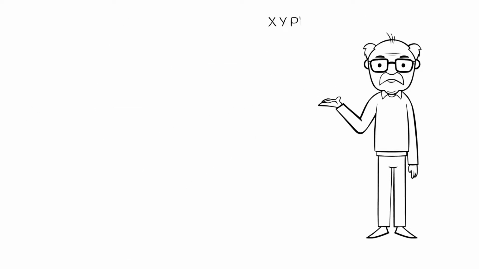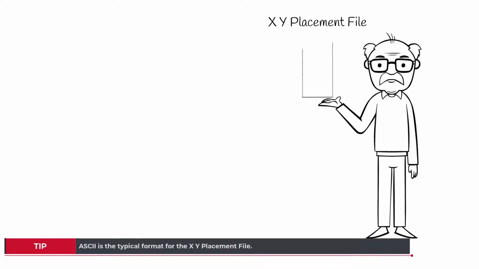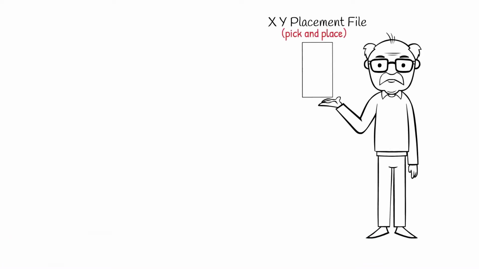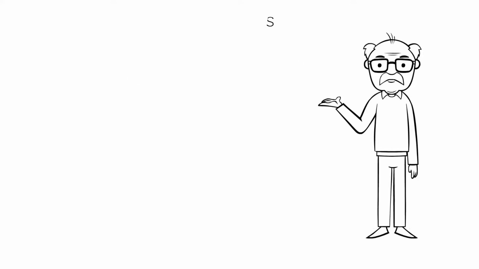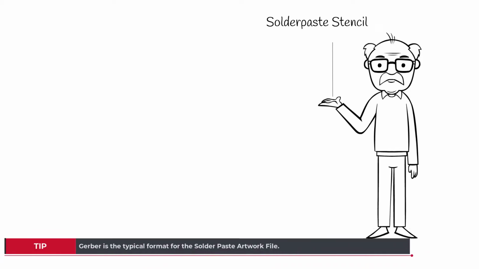An XY placement file should also be provided for the assembly. This can be referred to as the pick-and-place file, and is required to program the placement machinery. The file should include the reference designator of every component, side of the board, X and Y coordinates, and angle of orientation. You should also include a solder paste stencil artwork file.